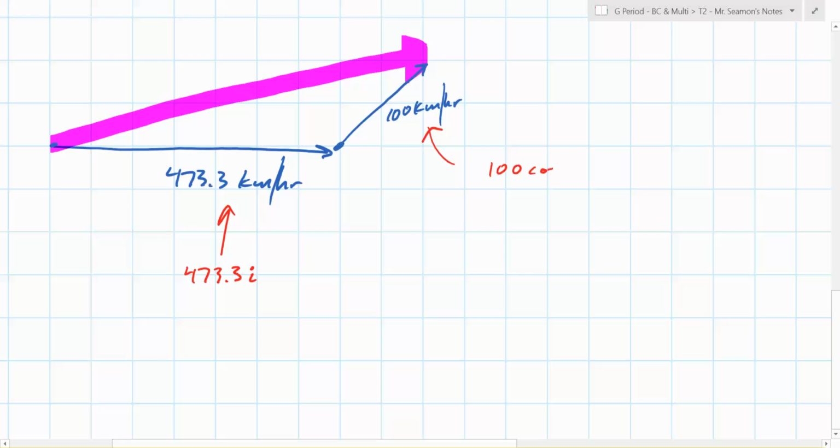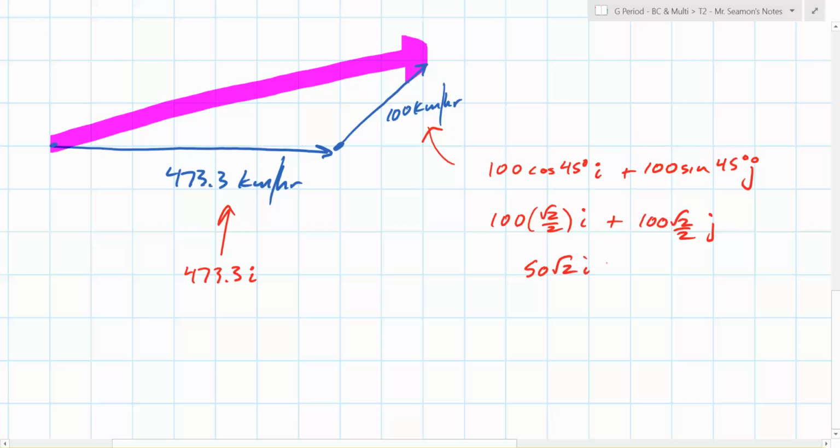100 cosine 45 degrees i plus 100 sine 45 degrees j. What is it? It's the same thing, right? So what do we have here? 100 times root 2 over 2 i plus 100 root 2 over 2 j. So you have 50 root 2 i plus 50 root 2 j.